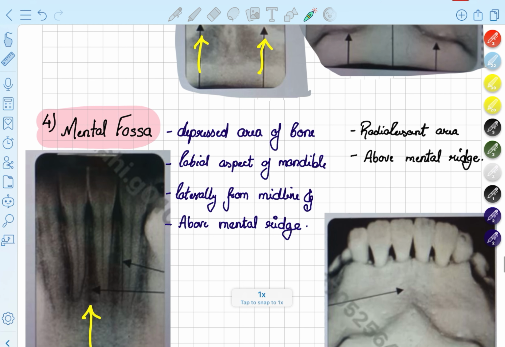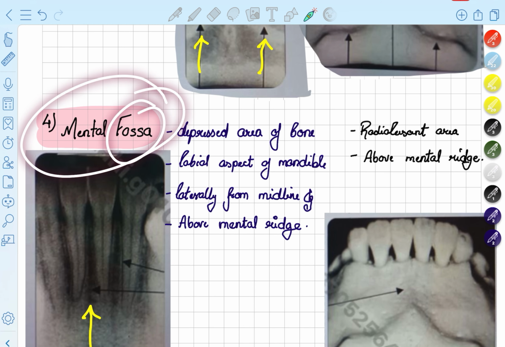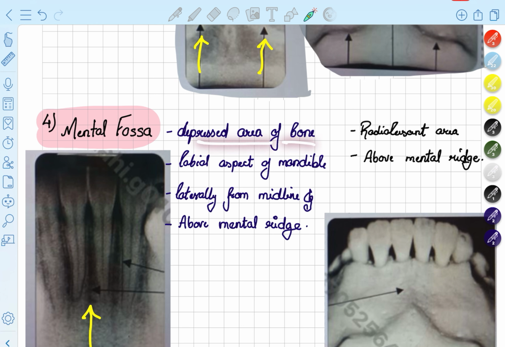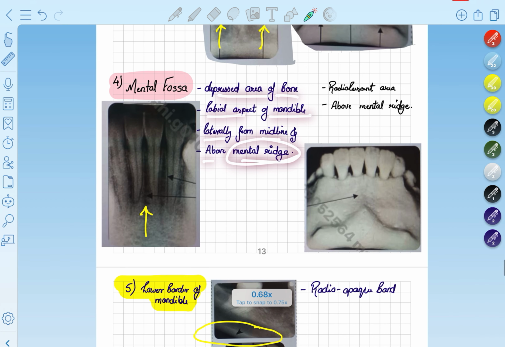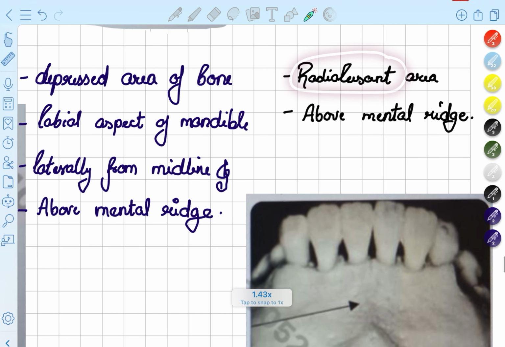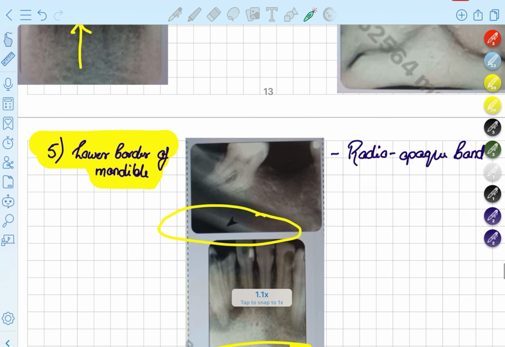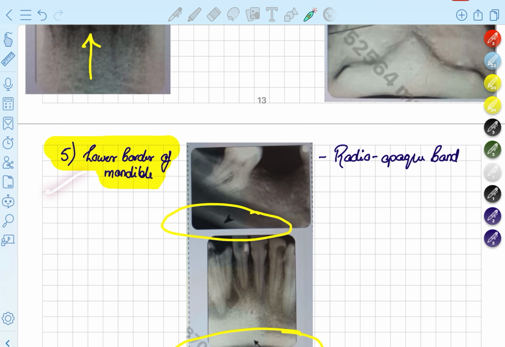The next structure is the mental fossa. As the name suggests, fossa means a radiolucent area. It is a depressed area of bone seen on the labial aspect of the mandible, lateral to the midline and above the mental ridge. This was our mental ridge. It appears as a radiolucent area above the mental ridge. The next structure is the lower border of the mandible. How will it appear? It is a part of the mandibular bony structure, so it will appear as a radio-opaque band.